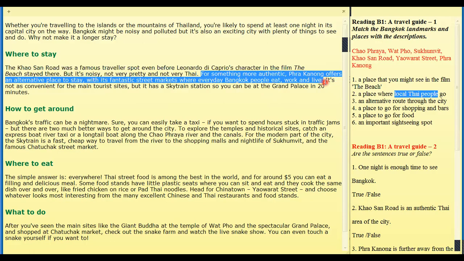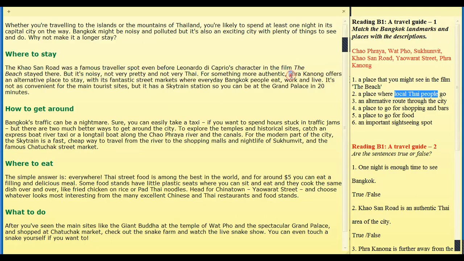Okay. So now, for something more authentic, Phra Kanong offers an alternative place to stay with its fantastic street markets where everyday Bangkok people eat, work, and live. See? So when you read this sentence, one word, one place that appears in this sentence is this word, Phra Kanong. So the answer is Phra Kanong.